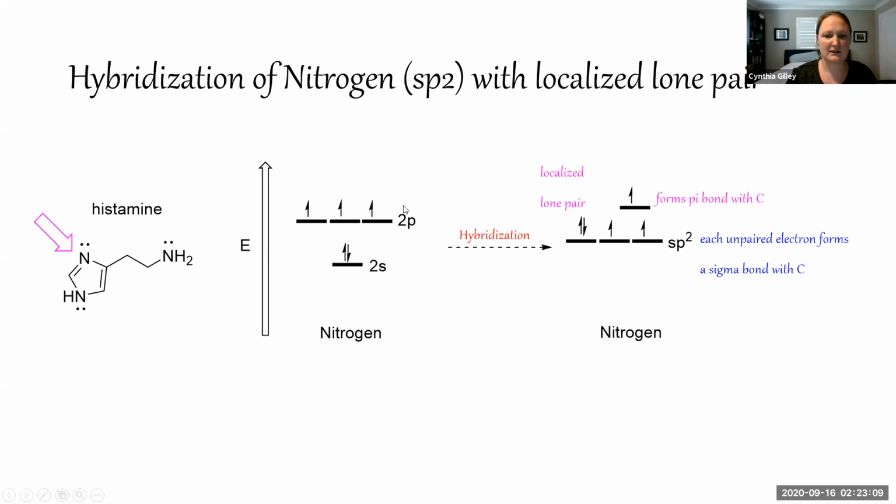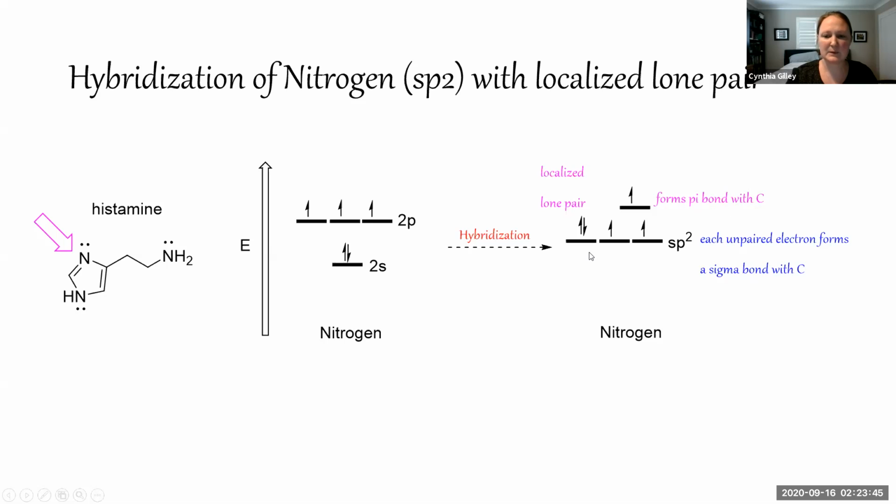So 5 electrons total. This is how the 5 electrons will fill the remaining orbitals: the sp2 hybridized orbitals and the 2p unhybridized orbital. Notice that the lone pair is actually in a hybridized orbital and it is localized, right? There's 2 unpaired electrons. Those will overlap with the 2 carbons that are neighboring that nitrogen, forming sigma bonds. And then there'll be 1 unpaired electron in the unhybridized 2p orbital to form the pi bond with carbon.